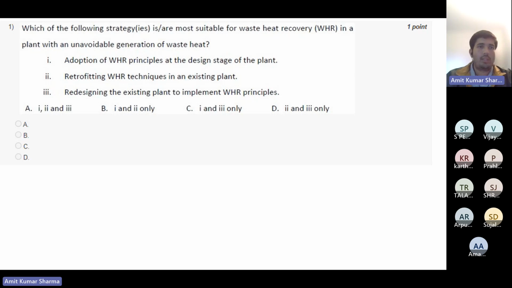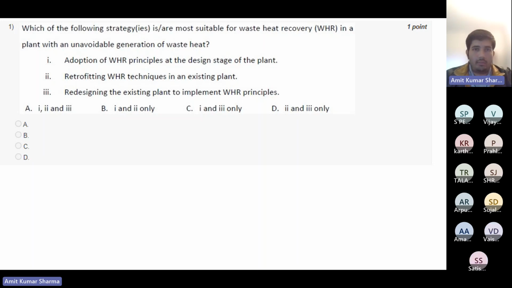So the question is, which of the following strategies are most suitable for waste heat recovery in a plant with an unavoidable generation of waste heat? We have to identify the strategies which are very useful. The first one is adoption of waste heat recovery principles at design stage of the plant, second is retrofitting waste heat recovery technique in an existing plant, and third is redesigning the existing plant to implement waste heat recovery principle. So go thoroughly through all three options. Try to remember the class notes and answer me.